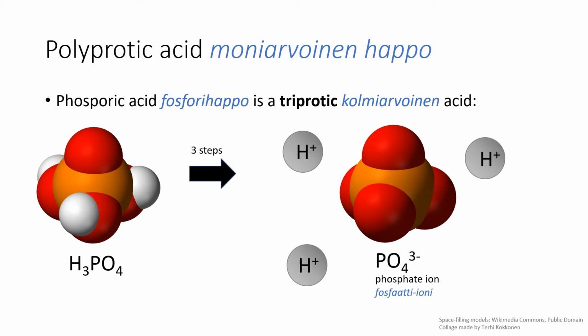Some important acids, such as phosphoric acid, fosforihappo, can furnish many protons and are called polyprotic acids, moniarvoiset hapot. A polyprotic acid always dissociates in a stepwise manner, one proton at a time. Phosphoric acid is a triprotic acid, kolmiarvoinen happo, that dissociates in 3 steps. Removal of one proton gives the dihydrogen phosphate ion, and removal of a second proton gives the hydrogen phosphate ion. Finally, the phosphate ion, phosphationi, is derived from phosphoric acid by the removal of all 3 protons.